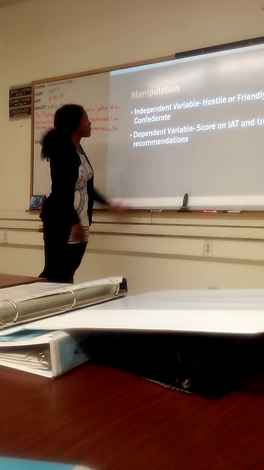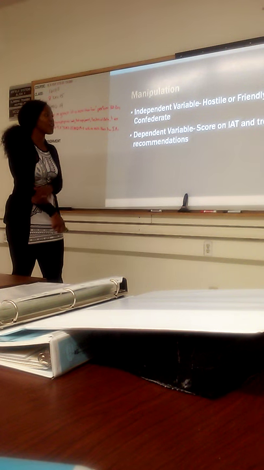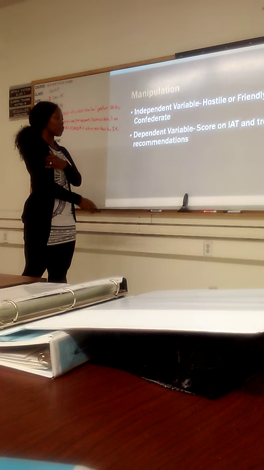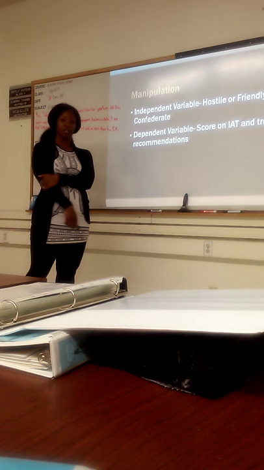For manipulation, my independent variable will be a hostile or friendly Black confederate, and the dependent variable will be the score on the IAT and treatment recommendations.